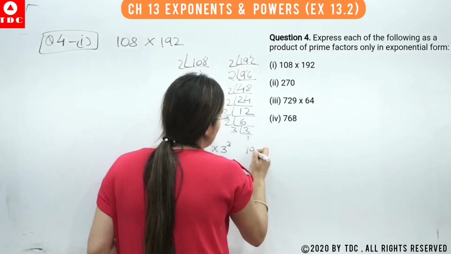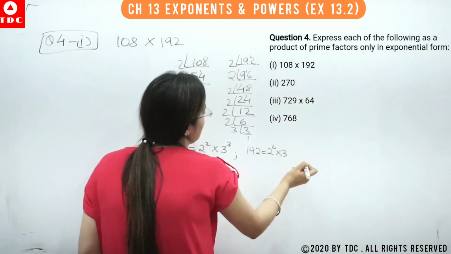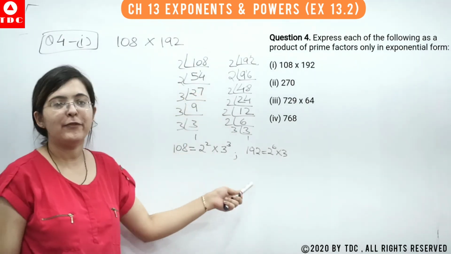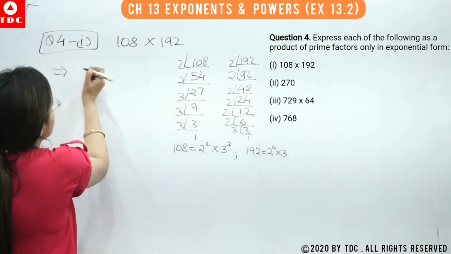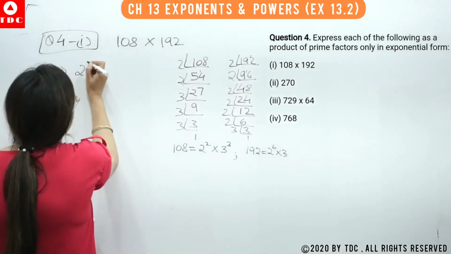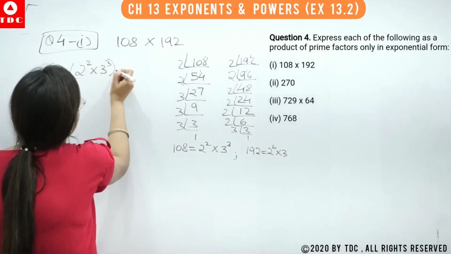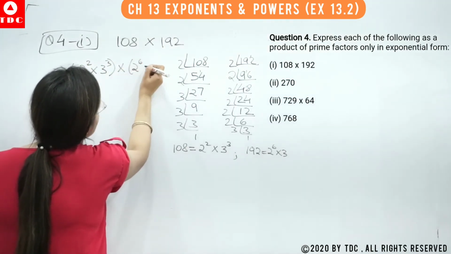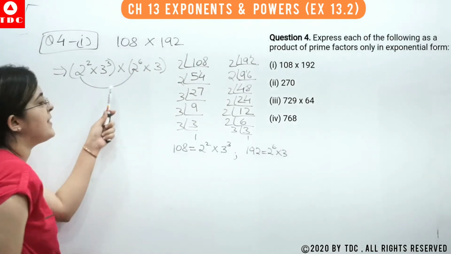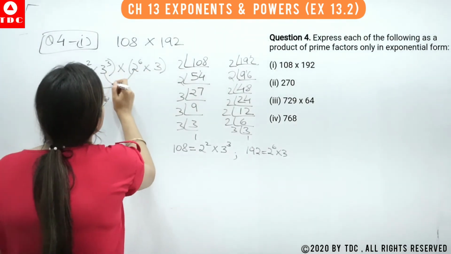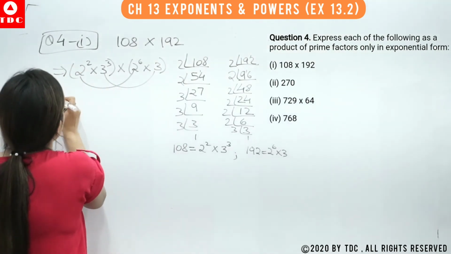Okay, 192 could be written as 2 to the power 6 into 3. We have prime factorized it. Now let's put the values here. 108 into 192. That means 2 to the power 2 into 3 to the power 3 into 2 to the power 6 into 3. That means these could be solved with the same base and these could be solved with the same base. What property we can use?